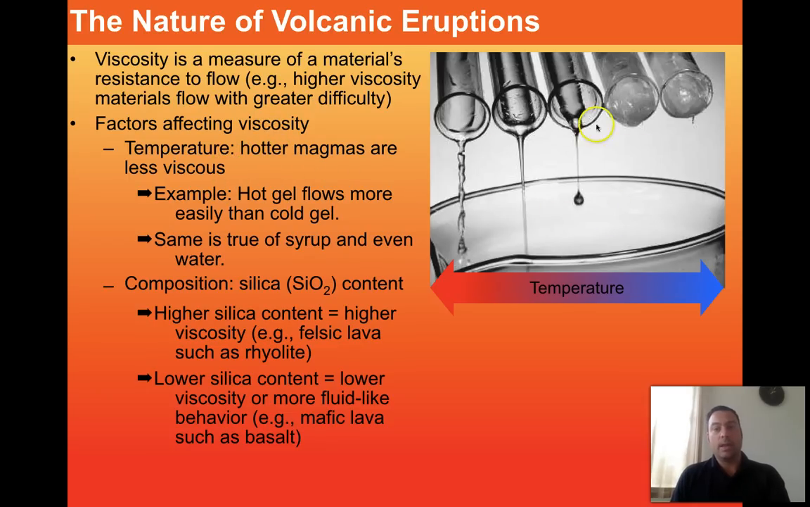So here we have a nice photo that demonstrates this. This is a gel that is being poured out at different temperatures. The colder temperatures over here are marked by blue, the hottest temperature over here marked by red. And you'll notice that the colder temperatures hardly flow at all. But as we move towards the hottest temperatures, it actually flows quite easily.